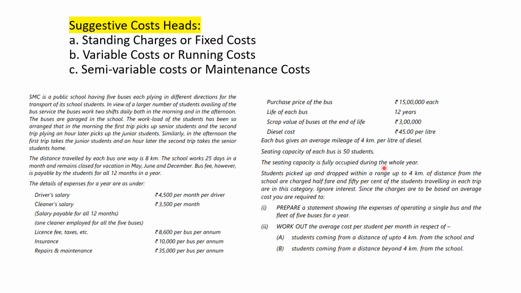That means here they said up to 4 kilometers the pricing is 1, and above 4 kilometers, I mean from 4 plus to 8 kilometers, the pricing is 1. So what will be the cost of transport for each student traveling within 4 kilometers and above 4 kilometers? This is the question. Hope you understand, and I will proceed to the next calculation, how to calculate the various costs to arrive at the total cost of operating a single bus and 5 buses.